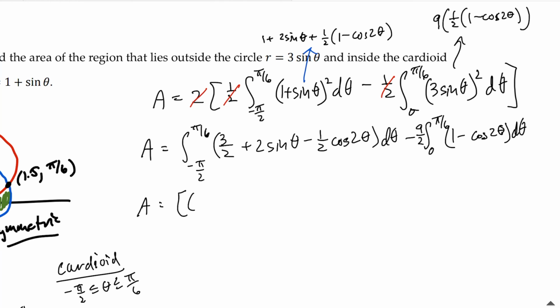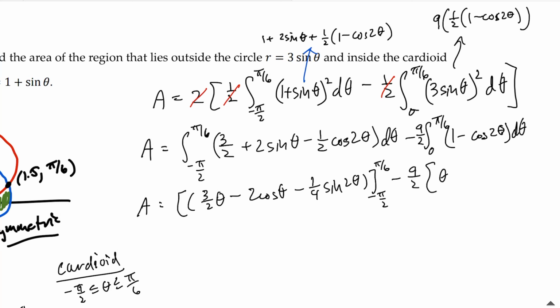So again, these will get messy, as this one looks like it's going to. We'll have 3/2 theta, and then minus 2 cosine theta, and then minus 1/4 sine 2 theta, all evaluated from negative pi over 2 to pi over 6, and then minus 9/2, and then theta minus 1/2 sine 2 theta from 0 to pi over 6.